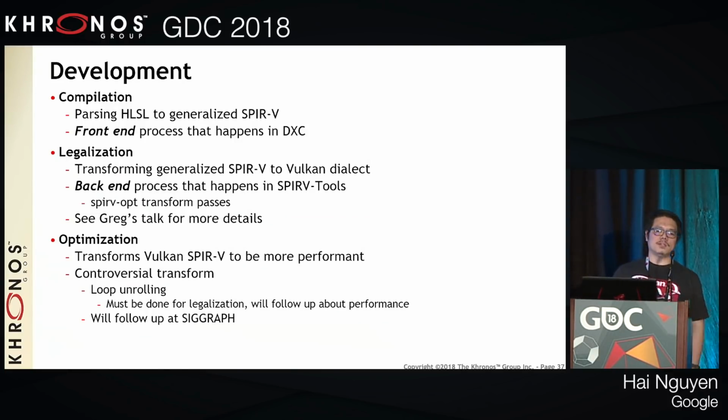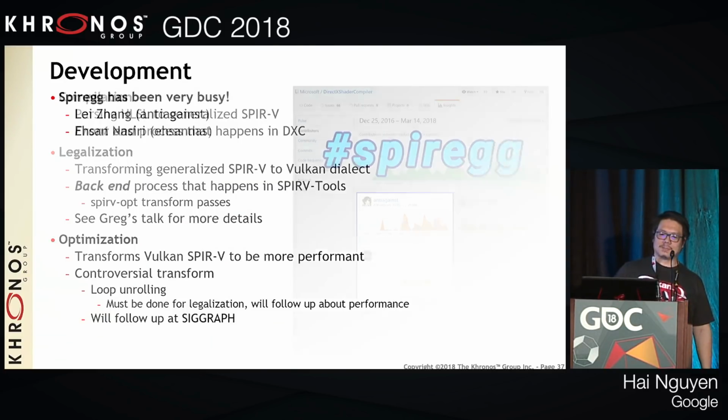And Greg's talk went into a lot of detail about this, so I'll skip over that. And lastly, optimization is also a back-end process. It transforms the Vulkan SPIR-V to be more performant. And as Matthias alluded to, there are some controversial transforms like loop unrolling. We've been having this debate between ISVs and IHVs about if this is productive or not. So we're going to settle the score once and for all at SIGGRAPH 2018. So come there to see some benchmarks.